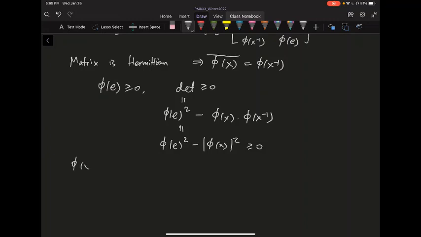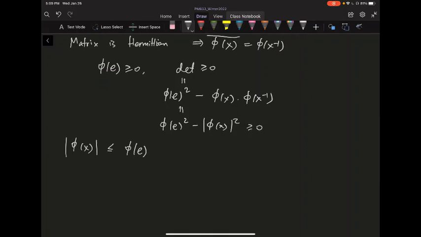So in other words, phi of x squared, or let's just take the square root, is less than or equal to phi of E. And you may already notice phi of E, because first of all, it's on the diagonal, so it has to be real valued, and it's non-negative, so you take the square root, you have this phi of E. So the absolute value of phi of x is bounded above by the value of phi at the identity. And in particular, phi of E achieves phi of E, of course. So the sup norm of phi is less than or equal to phi of E. And of course, it's less than or equal to the sup norm. So all of these are equalities.